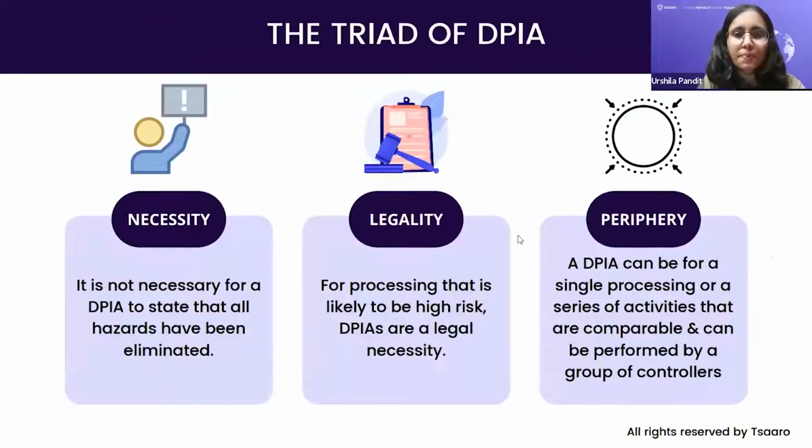Moving on, the triad of DPIA. There are three main concepts that are covered under a DPIA. It looks at necessity, legality, and periphery. Necessity means that it's not necessary for a DPIA to state that all risks have been mitigated or eliminated. Like I mentioned, the main purpose of a DPIA is to understand the risks to data subjects, and to understand the level of harm that would take place to a data subject.